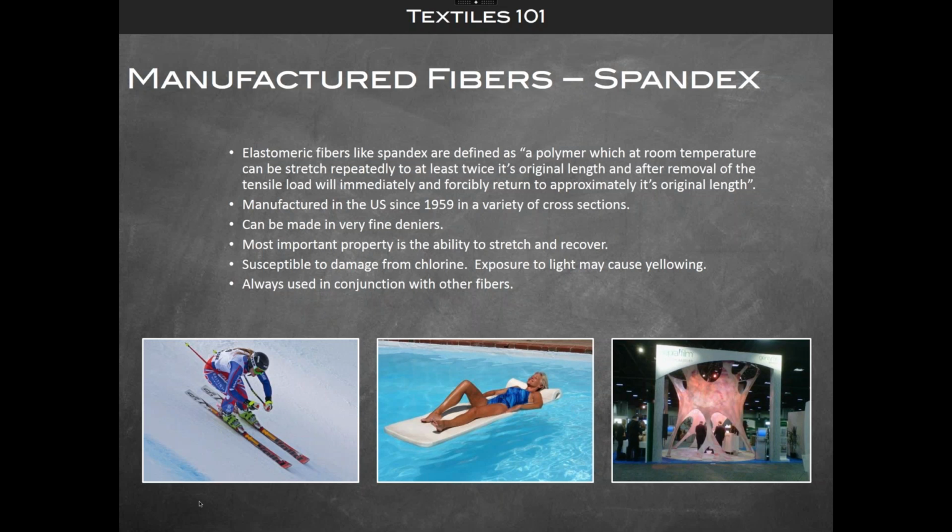So spandex has been manufactured in the US since 1959 in a variety of cross sections. It can be made in very fine deniers. The most important property of spandex is its ability to stretch and recover. Spandex is susceptible to damage from chlorine, as well as exposure to light, which can cause yellowing and degrading. Spandex is always used in conjunction with other fibers. So you'll see it a lot of times as a polyester spandex or cotton spandex, nylon spandex.